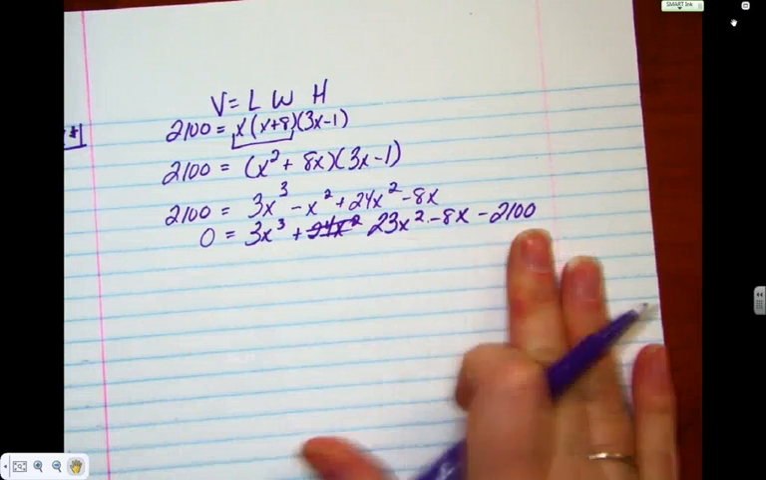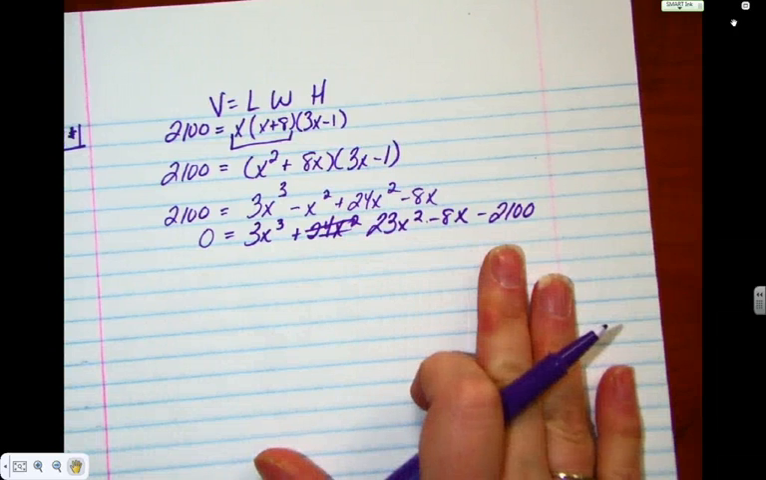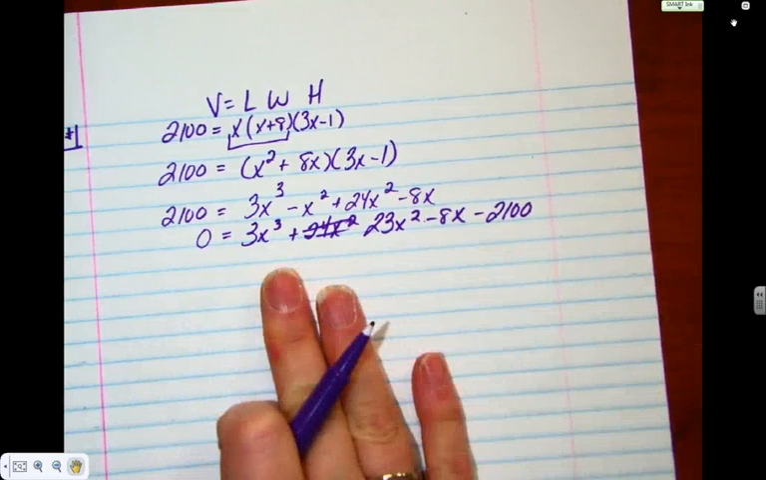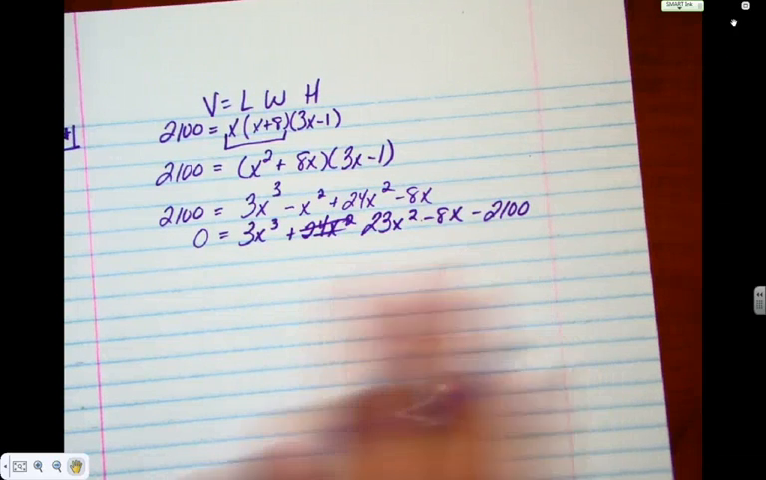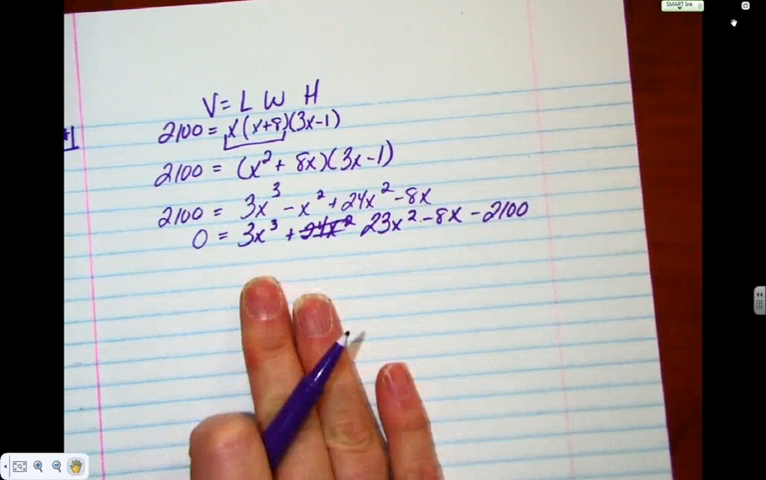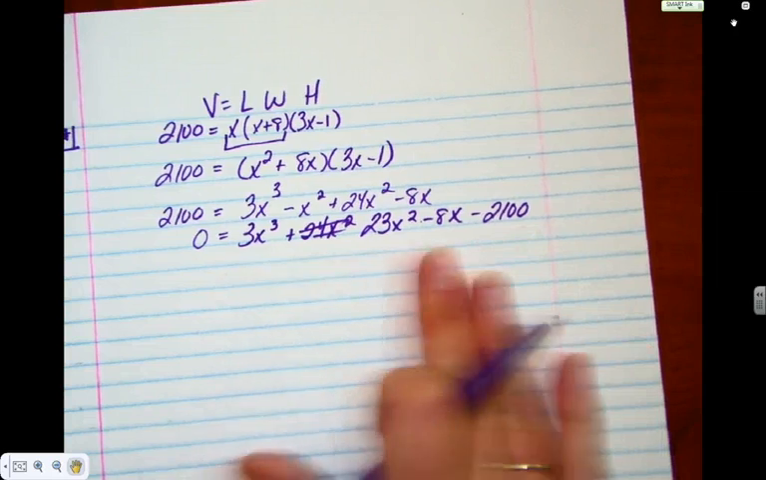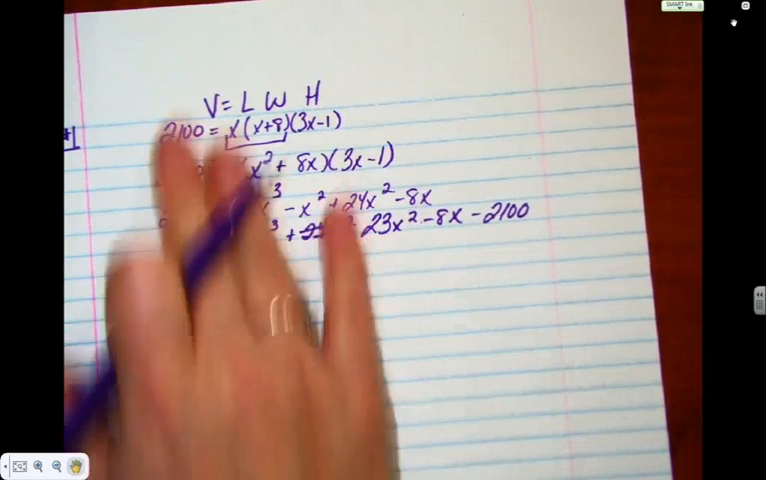Okay, pick something in for x and guess and check, and we're looking for this right-hand side to be 0. Now use some logic. 1, probably not a great number. Why? Because there's 2100 over here, so probably 1 isn't going to cancel. Plus, what are we trying to find here?